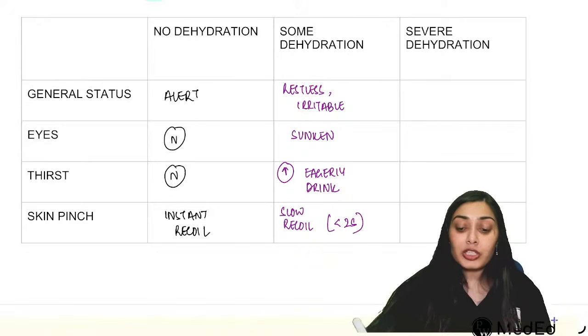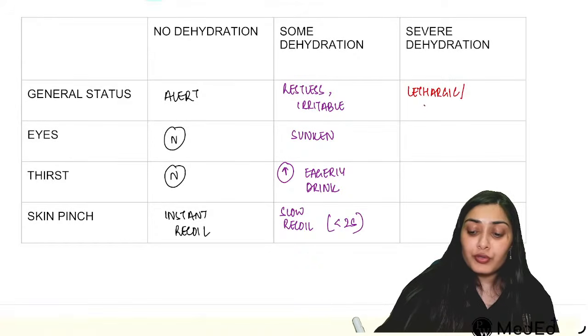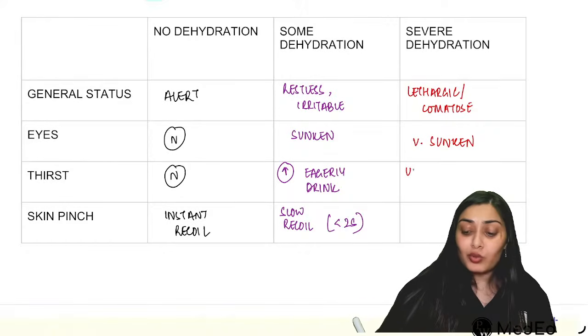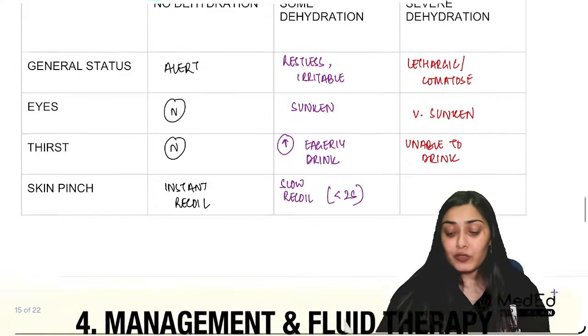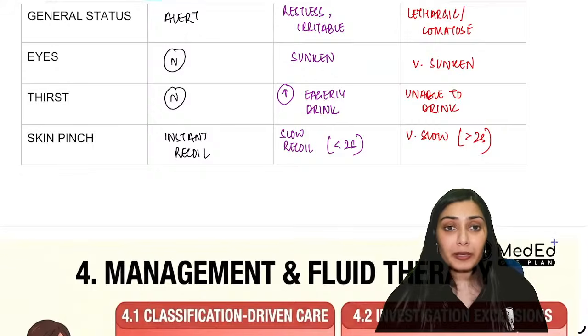Then comes severe dehydration, danger, danger. Here the child is lethargic or comatose, unconscious. The eyes are very sunken. If you offer water to this child, the child won't be able to drink water, right? So unable to drink. And the recoil here is a very slow recoil, right? Persistent tenting would be there.